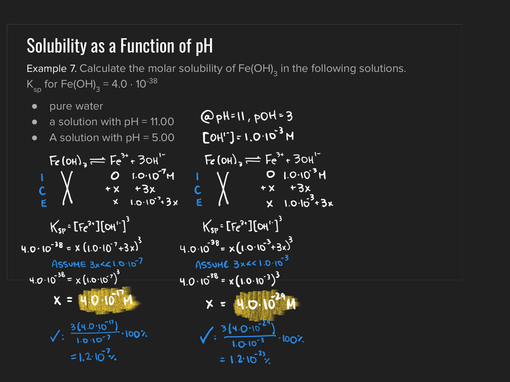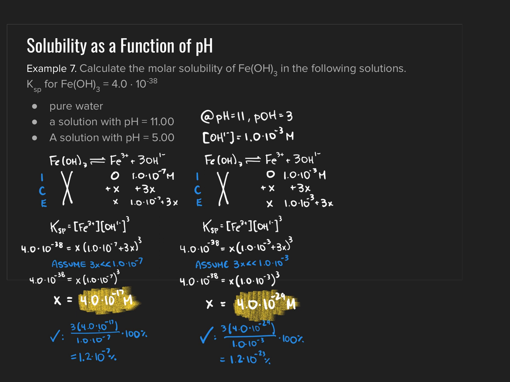Now again, I could check that assumption one more time here. This is clearly going to be well within our 5% rule here, so I'll just move on after having that assumption checked to the final step, which was, how is this now going to look in a solution where the pH is 5? Same idea, same dissociation.